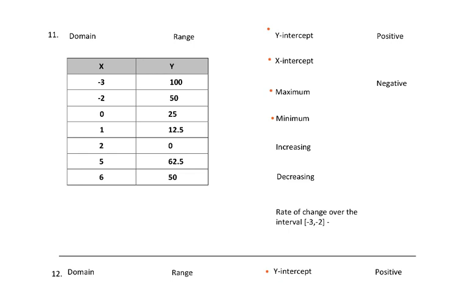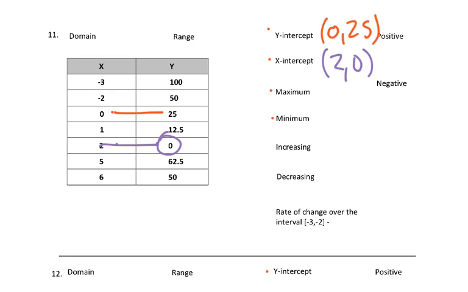All right, so number 11, y-intercept, we find our 0, so 0, 25 is our y-intercept. Our x-intercept, we find our 0 here, so 2, 0, no other x-intercepts. Our maximum, we look here, what's our highest point? Pretty easy to see, it's 100, so negative 3, 100. And our lowest, our minimum, is 2, 0.